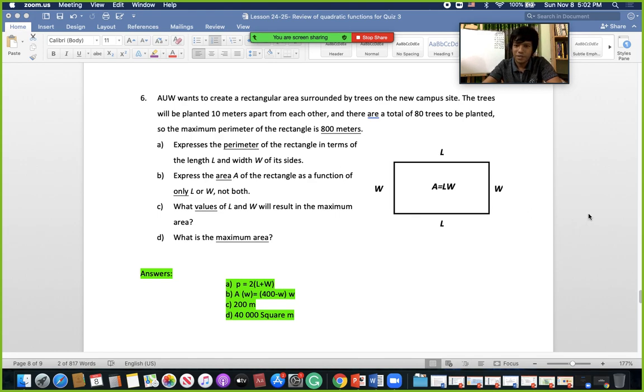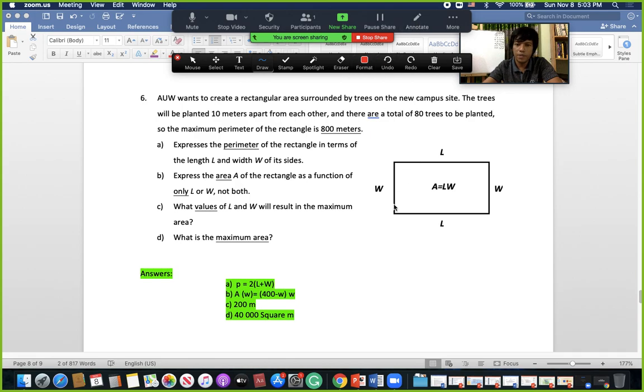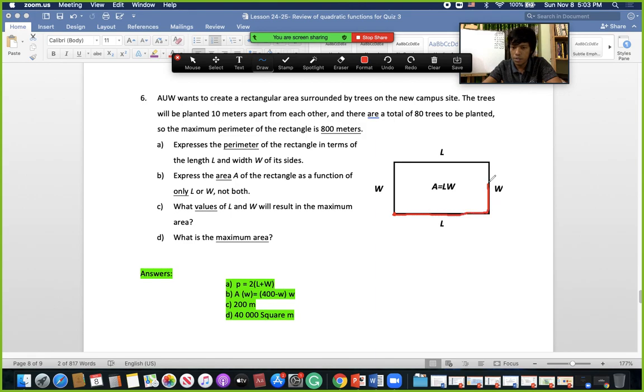So yeah, now let's discuss it. First question is, what is the perimeter of the rectangle in terms of length L and width W of its sides? Perimeter means the boundary of the figure. So if you start from here, this plus this plus this plus this is the perimeter. That means L plus W plus L plus W. L plus L means 2L, W plus W means 2W. If you take 2 common, then 2 into L plus W. This is the perimeter.